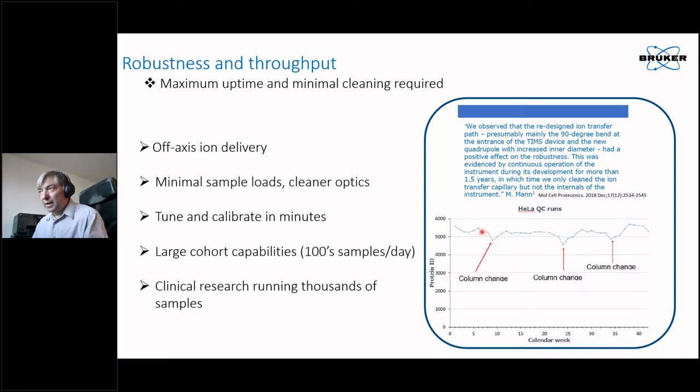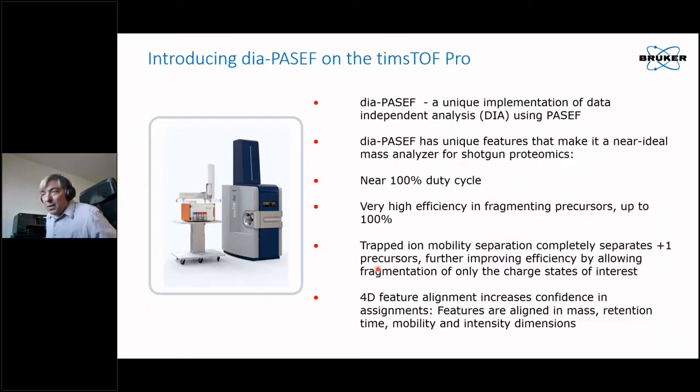Occasionally you might need to clean the front end capillary, but in the course of this year and even subsequent years since then, we've never had to clean beyond the front end of the instrument. We've never had to do a quadrupole cleaning or anything deeper in the ion optics. So this can also be tuned and calibrated in minutes, and this leads to the capability to run very large cohorts, hundreds of samples per day over days or weeks for clinical research projects, and totaling thousands of samples. And I'll show you some results or information on that later in the talk as well.